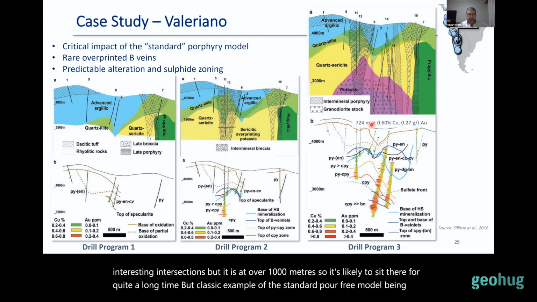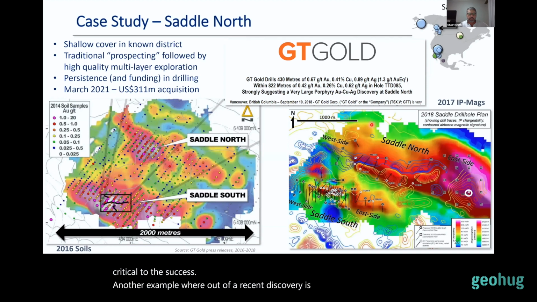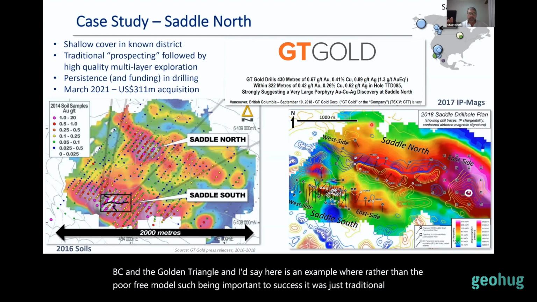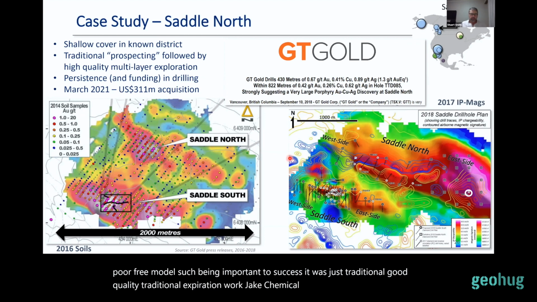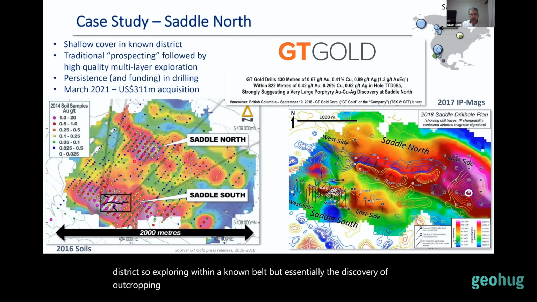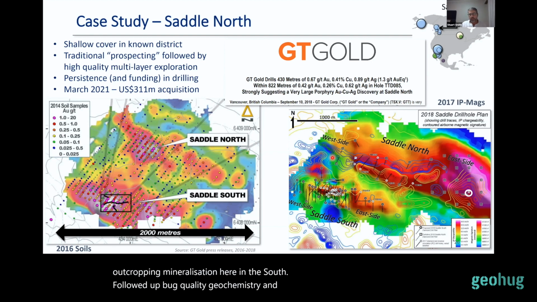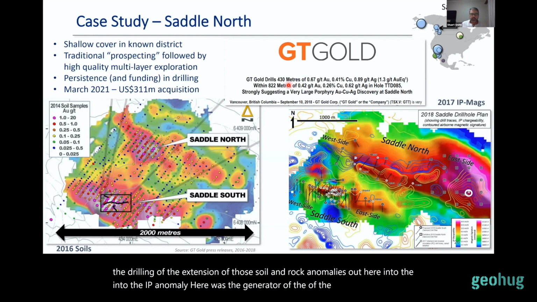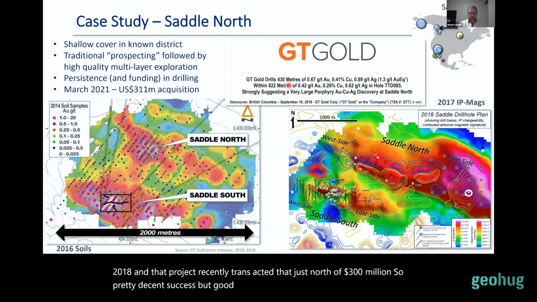Another example of a recent discovery is the Saddle North deposit in BC, in the Golden Triangle. And I'd say here's an example where, rather than the porphyry model as such being important to success, it was just good quality traditional exploration work: geochemical sampling within a known district, so exploring within a known belt. Essentially it was the discovery of outcropping mineralisation here in the south, followed up by good quality geochemistry, and then geophysics, IP and mags, and the drilling of the extension of those soil and rock anomalies out here into the IP anomaly. Here was the generator of the discovery holes in 2018, and that project recently transacted at just north of $300 million, so a pretty decent success, but good quality basic exploration without really a lot of reference to the model.